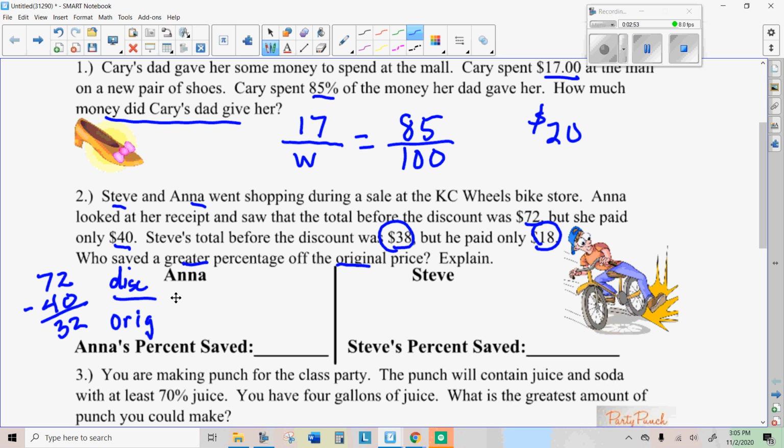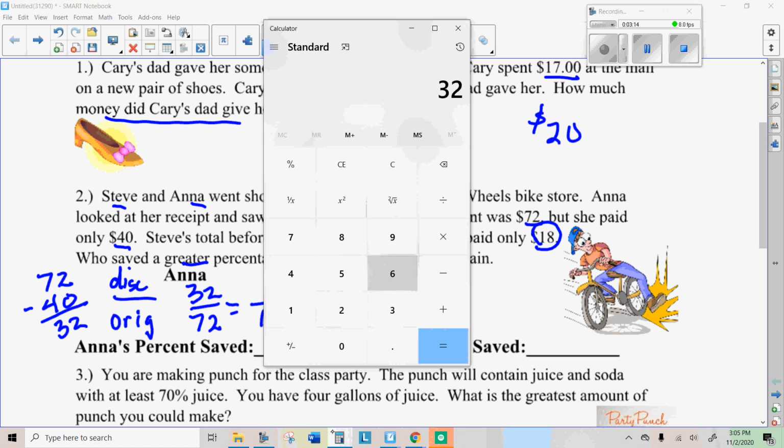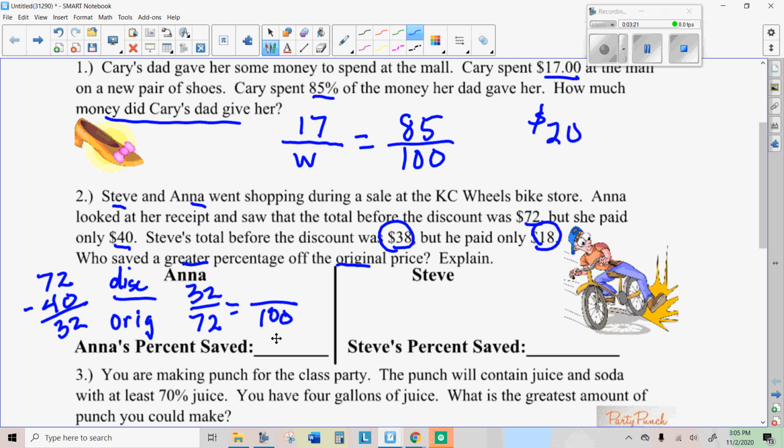Okay, so I'll do Anna's here, and then you can do Steve's, and we'll see who's the better deal. So her part is 32 and the whole is 72. So we want to know what percent 32 is out of 72. So I'll put 100 there. And if you remember from the decimal stuff, we can actually just divide 32 by 72 when we get a problem like this and then move the decimal over 2 places. So she's saving about 44%. In other words, she's getting 44% off.